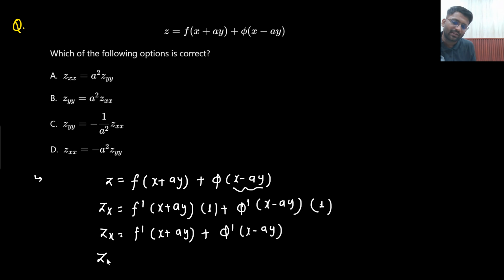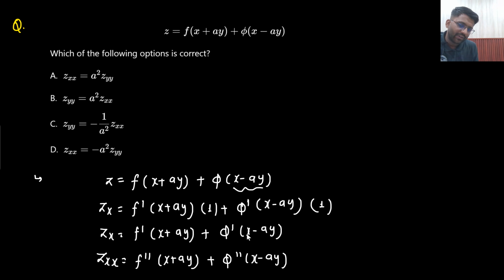Now again differentiate with respect to x, so here double differentiation. Do the differentiation of x plus ay. Y is constant, differentiation of x will be 1 only. Then double differentiation of x minus ay. That means again you have to differentiate with respect to x only. Y is a constant, so multiply with 1 only. So this is the zxx we are getting.